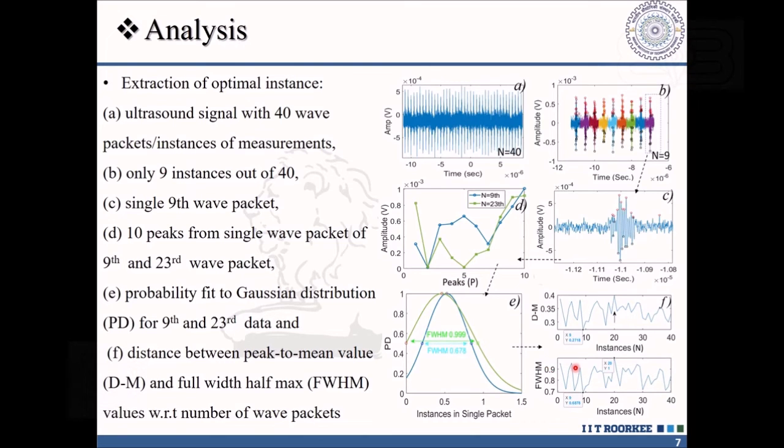And in figure F, we have plotted the distance between peak to mean value dm and f-dilution for all 40 instances. Here we can see that out of these 40 instances, the 9th instance has the minimum f-dilution, and the 20th instance has the maximum f-dilution value. So basically we have selected the 9th instance based on the central limit theorem out of these 40 instances.